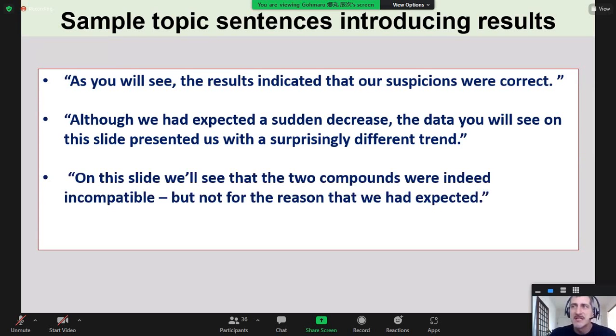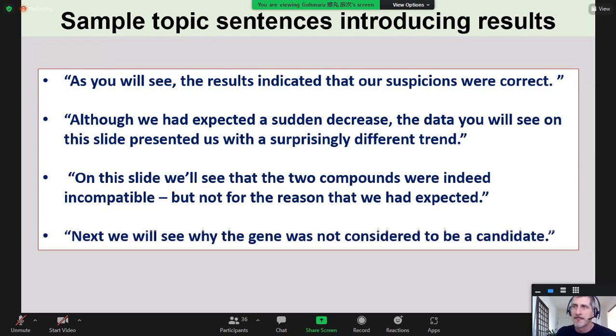On this slide, we'll see that the two compounds were indeed incompatible, but not for the reason that we had expected. This is also a partial conclusion. And finally, next we will see why the gene was not considered to be a candidate. This is also a partial conclusion.